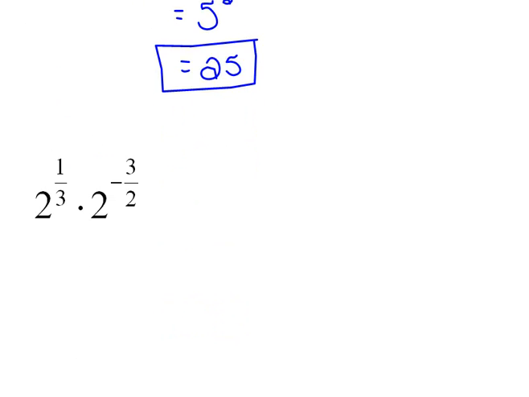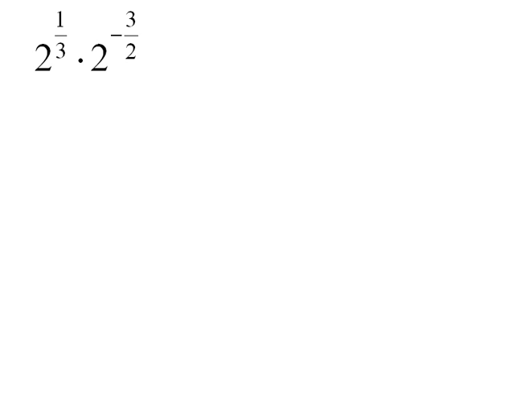All right, let's look at another one here. Here we have one that says 2 to the 1/3 times 2 to the negative 3/2. So again, we are multiplying like bases, and the rule says if you're multiplying like bases, just keep the base and add the exponents. So that would be 1/3 plus a negative 3/2. And now reevaluate what you can do.